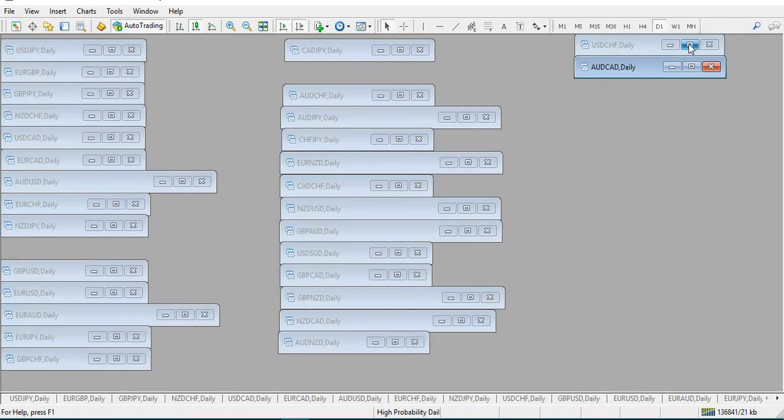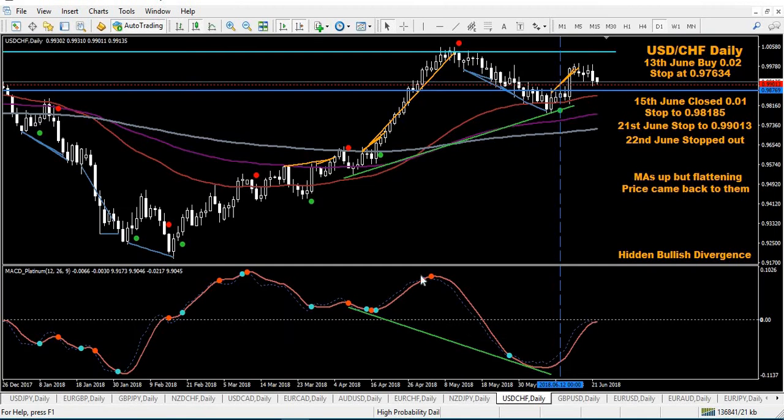There were no new trades, just mainly trade management. We'll start with the USD Swiss franc. I was in a buy here. I'd already closed half and I had a stop at that red dotted line, and last night sometime that was stopped out for an overall small profit, so we're out of that trade completely.